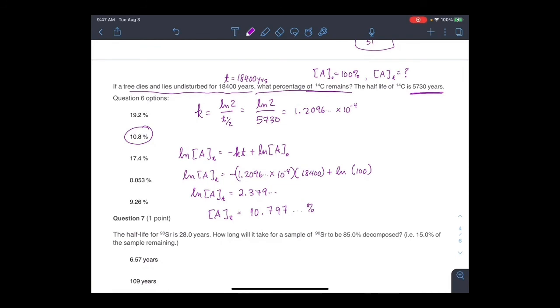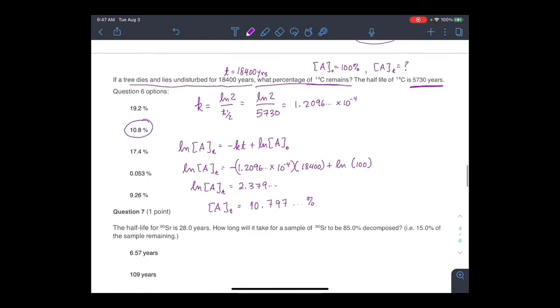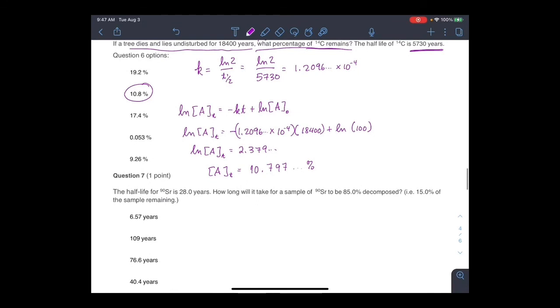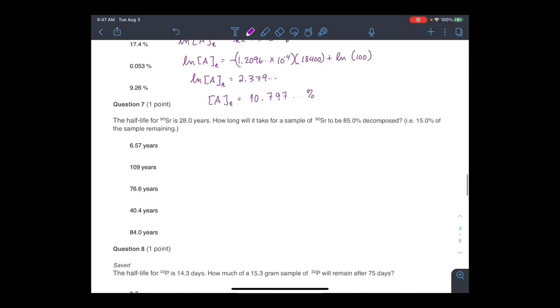All right, so these should look very familiar. Let's do another one. Strontium is also radioactive, and strontium-90 has a half-life of 28 years. The question is, how long will it take, so I'm looking for T, for a sample of strontium-90 to be 85% decomposed? And I'm just reminding you, if 85% is decomposed, that means 15% is remaining.